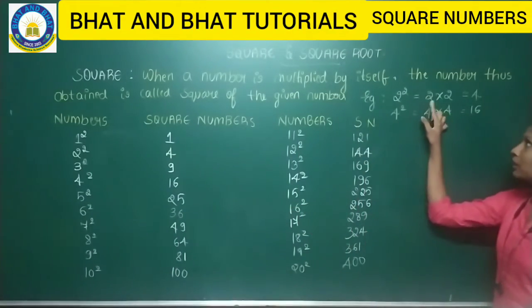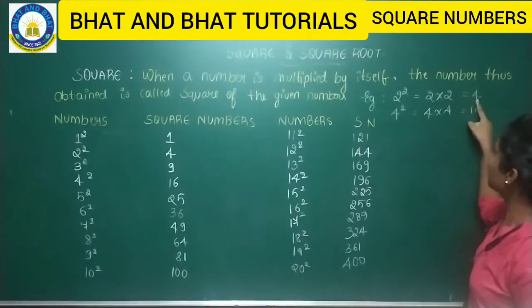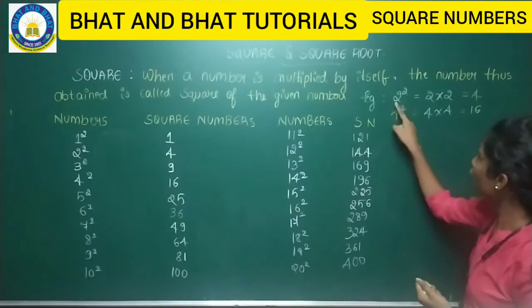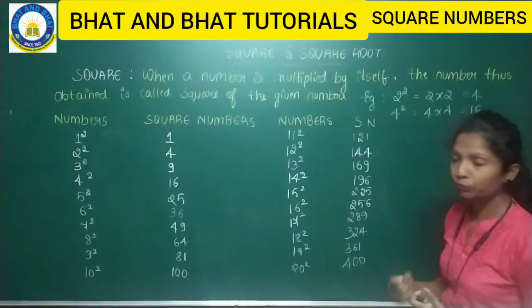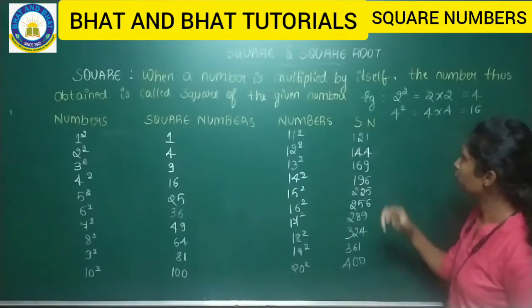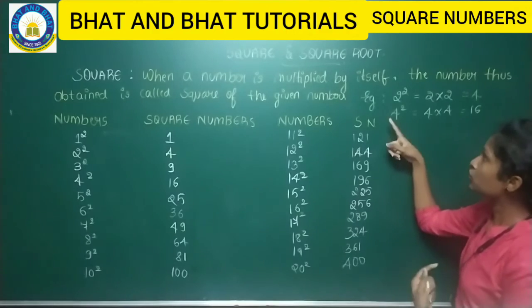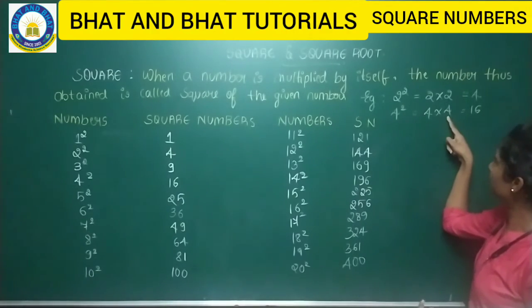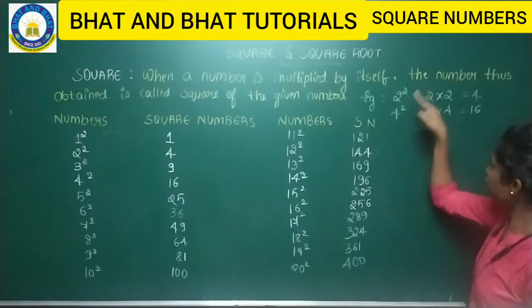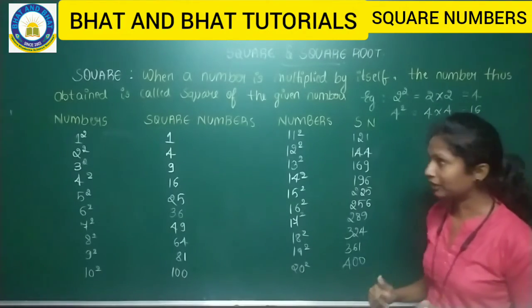So when a number is multiplied by the same number, the number that you are going to get is called the square of whatever number they have given you. Here, what is the number that they have given you? 2 is the number. So in the same way, 4. So when a number is multiplied by the same number itself, the number thus obtained is called the square of the given number. Fine with this?